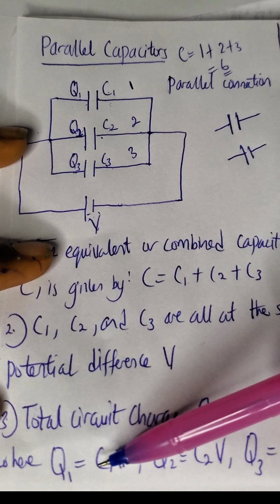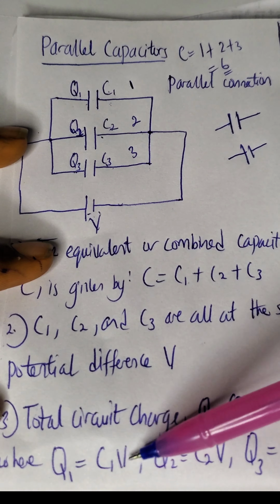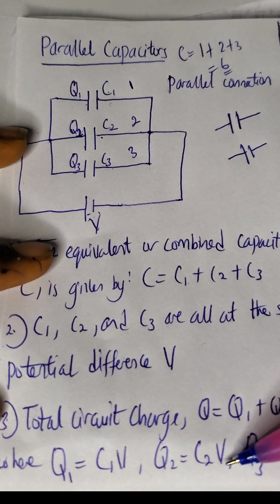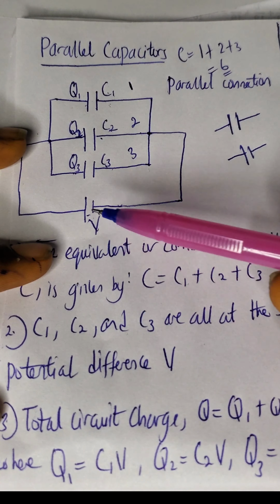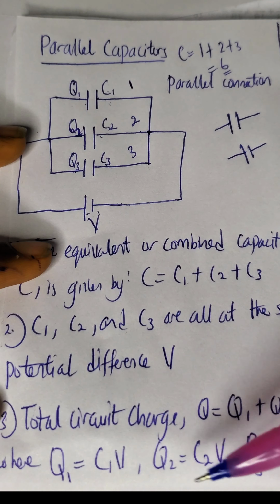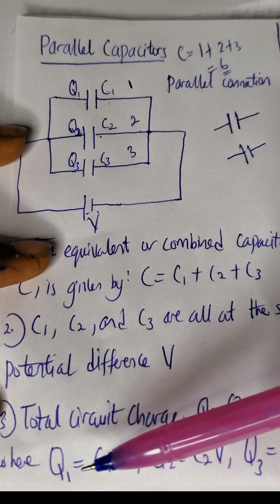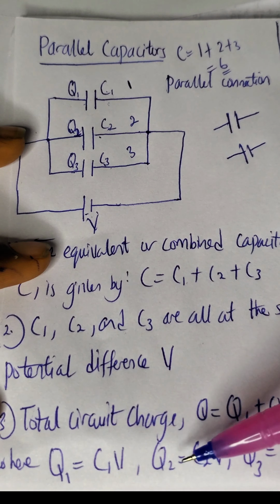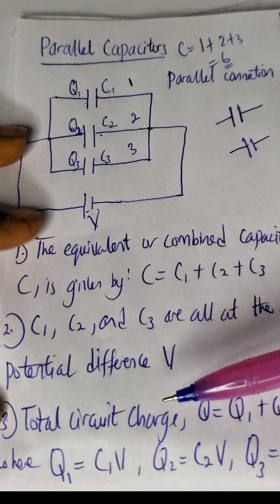So where Q1 is equal to what? Q1 is C1V, Q2 is C2V. The reason V is the same is that they are all at the same potential difference. That's why V is the same, even though you have Q1, C1, Q2, C2. So note these principles. Now let's solve this question.